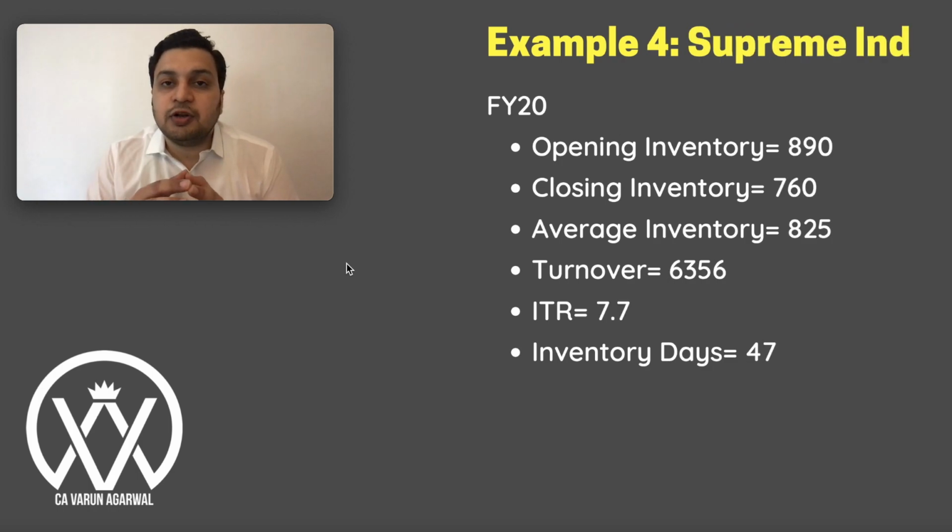Coming to another example of Supreme Industries, opening and closing inventory are about 890 and 760, and average is about 825. Turnover is about 6,300 crores. So ITR comes to about 7.7. So in this also, if you see, the inventory management is efficient and inventory days are just 47.